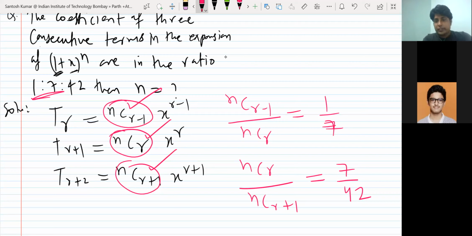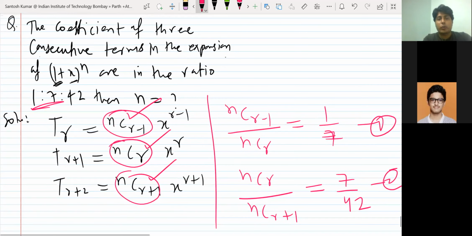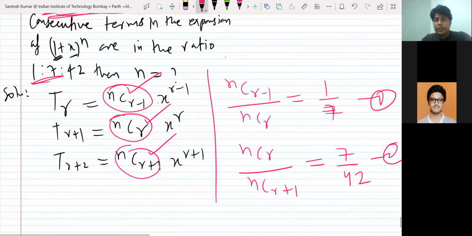Now just simplify these two. So how many unknowns do you have here? Only n and r. So two equations are enough, the first equation and the second equation, because we eliminated x, because they didn't talk about x. They talked about only the coefficient, not the variable. Okay. So the coefficient is a number, without that variable term. Okay. So now let's simplify this.